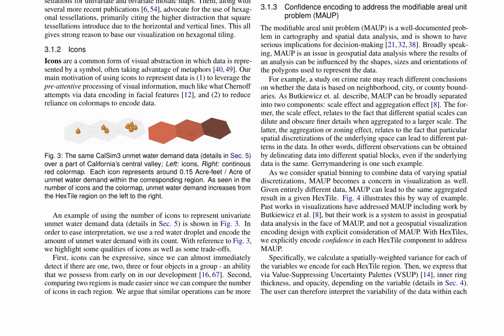data. A critical consideration in geospatial data analysis is the Modifiable Areal Unit Problem, MAUP, which arises from the arbitrary definition of spatial units. To address this issue, confidence encoding is proposed. This involves calculating a spatially weighted variance for each variable and expressing it through various visual elements, such as palette, ring thickness, and opacity. By incorporating confidence encoding, the uncertainty associated with spatial units is explicitly conveyed, enabling a more informed analysis of geospatial data. This approach has significant implications for the accurate interpretation and decision-making based on multivariate geospatial data.